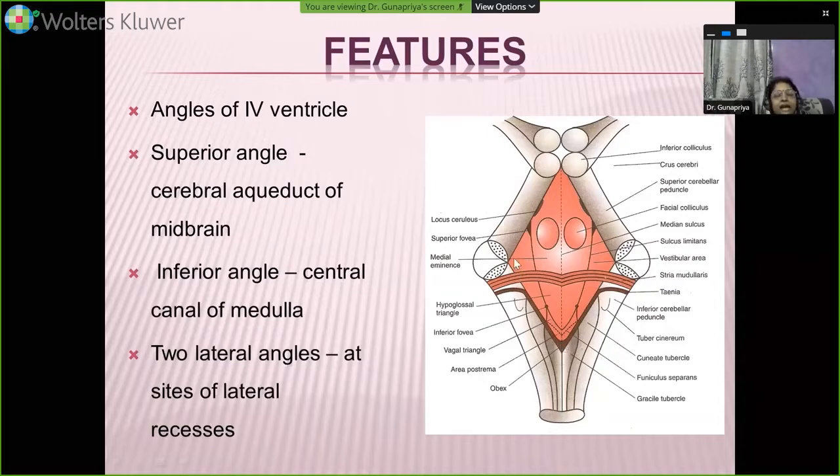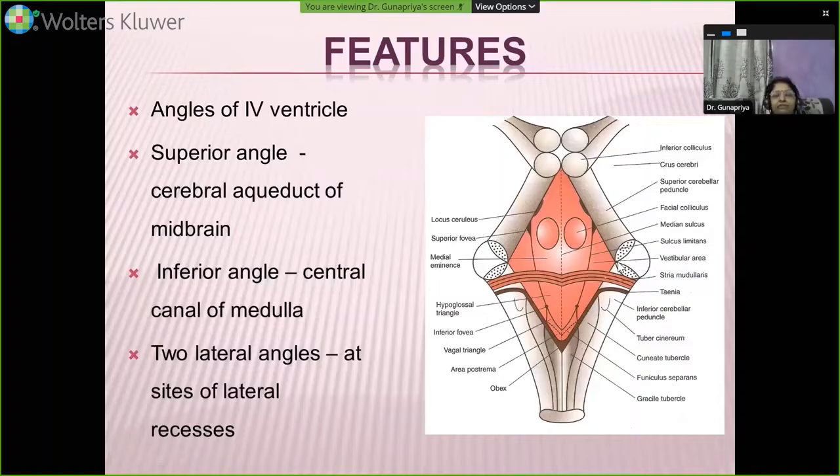The two lateral angles will show the presence of extensions of the cavity of the fourth ventricle in the form of lateral recesses. A recess is a hidden space, an expansion or an extension. So the fourth ventricle cavity extends laterally in the form of lateral recesses. At the lateral angles, you find the lateral recesses.